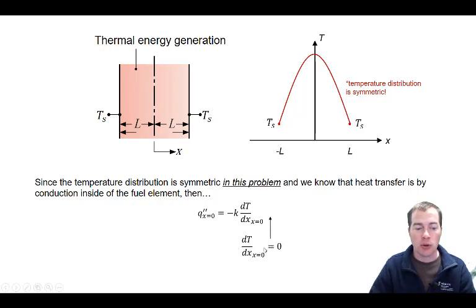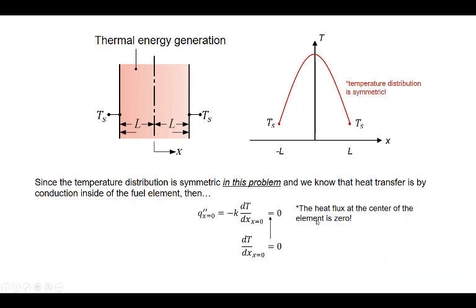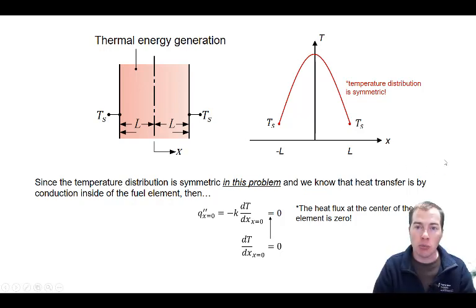Due to the symmetry, however, the gradient must be 0. The slope of the temperature distribution is horizontal at this location. Consequently, Fourier's law predicts that the heat flux at the center of the element is 0. There is no net transfer of energy across the center line of the fuel element. This is an important observation to make that greatly simplifies the analysis of the problem. You should always be looking for symmetry locations in problems that you are analyzing.